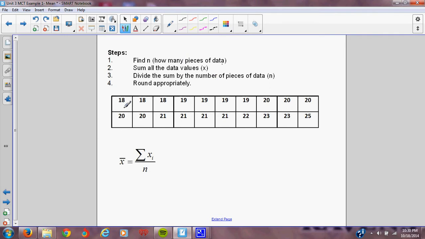So to find our n, we need to figure out how many pieces of data do we have here. Well, you could just count up how many numbers you see. Alright, and you should know that you see 20 pieces of data. Okay.